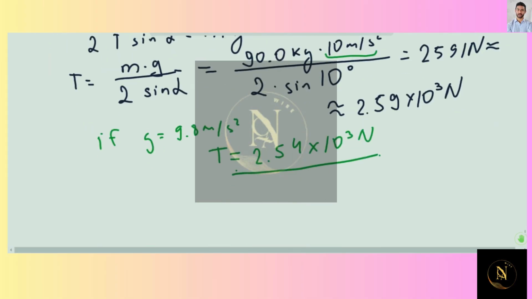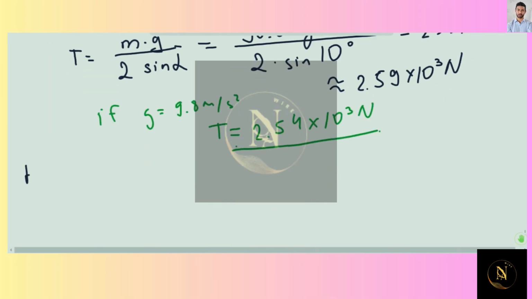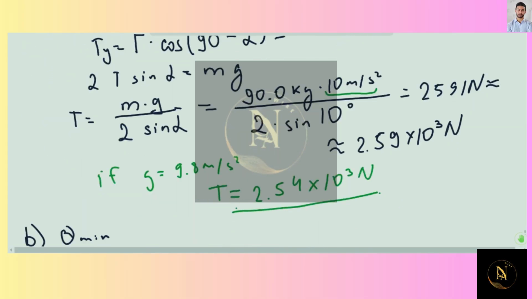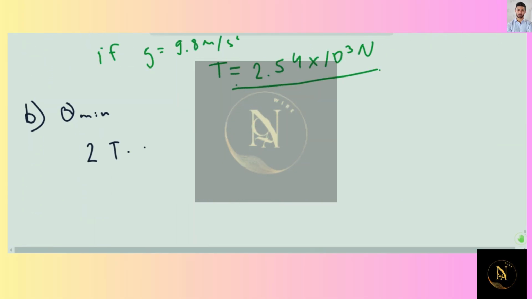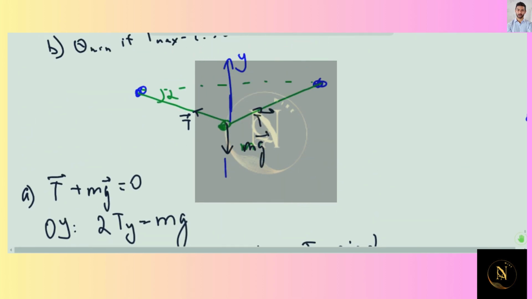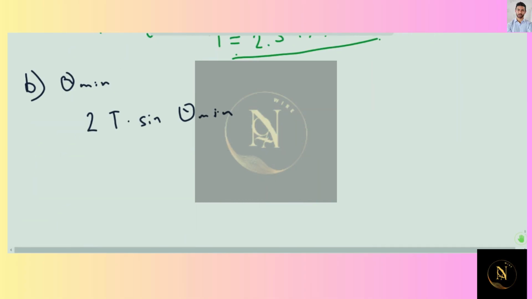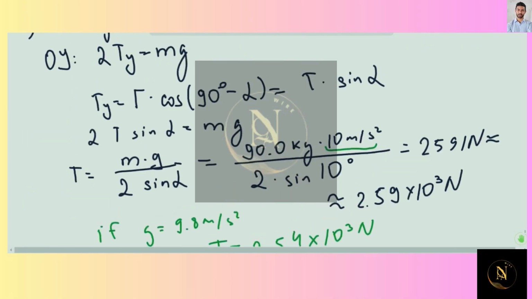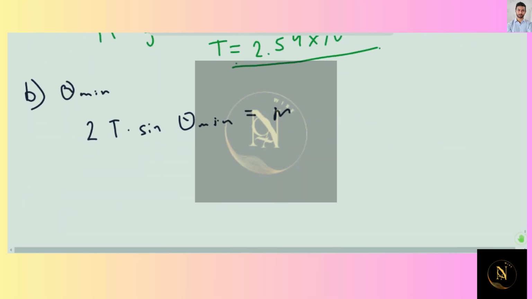So secondly, we have to calculate the minimum theta. So, let's recall the previous equation. So 2T multiplied by sine theta minimum, because here theta minimum is just this angle, equals mg. Therefore, sine theta minimum equals mg divided by 2T.